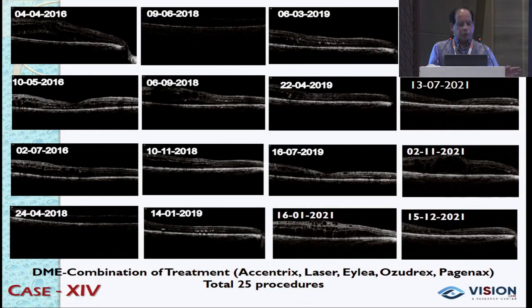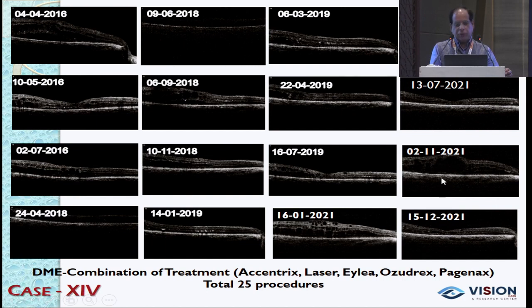In spite of so many options we have, so much trial and error we are using, there are certain patients who don't respond much, and it's very difficult, they are challenging. This particular patient has been under my follow-up for almost 7 years, and he has received more than 25 procedures, including eccentric laser, ILA, Ozurdex, whatnot. And in the last, November 21, from here we have started Pagenax.